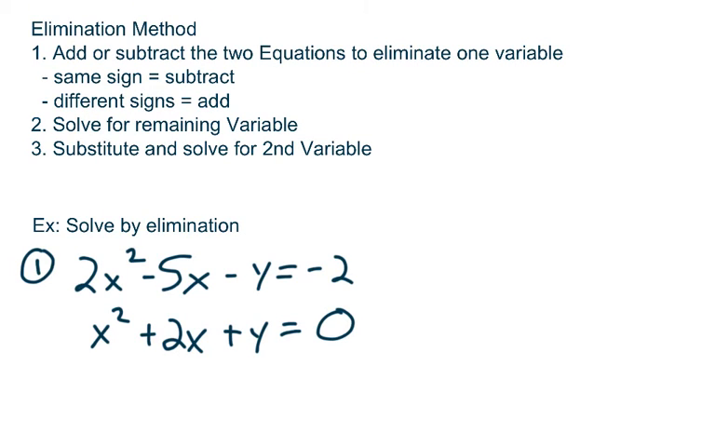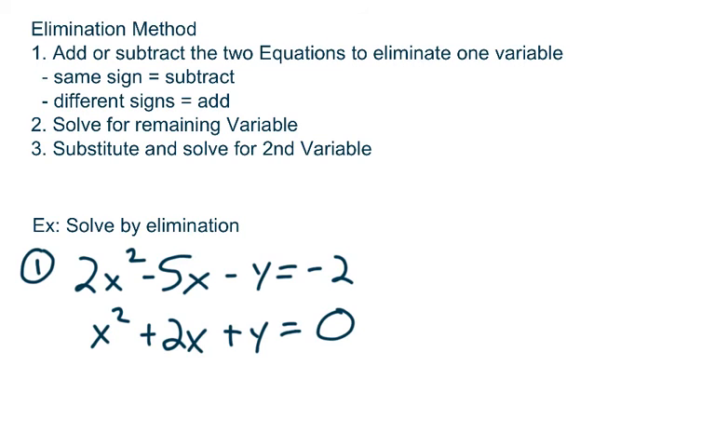The elimination method I would recommend probably more for when you have 2 quadratics or neither equation is a linear equation. Okay, so the elimination method, number 1, add or subtract the 2 equations to eliminate one variable. Hopefully we don't have to do any multiplying, but if we need to get one of the variables to have the same number in front, we would do that first, where we multiply everything by a number. Step number 1 officially then would be add or subtract the 2 equations.